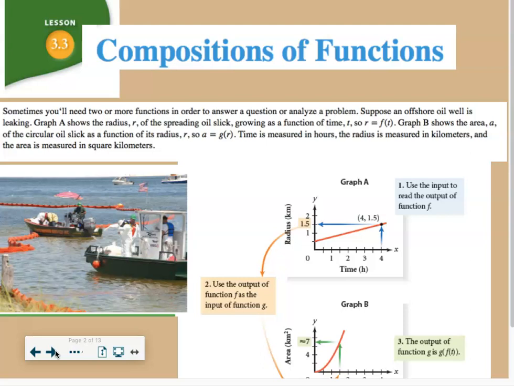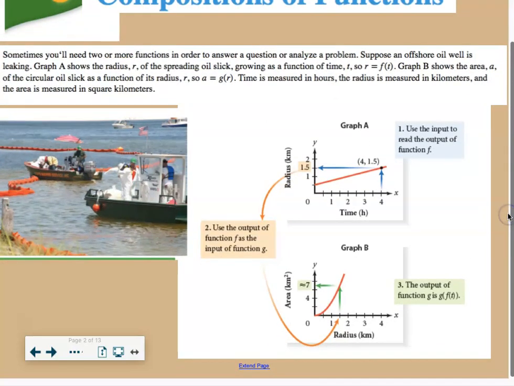So, for example, here in this little picture, they're talking about an oil slick. And they're saying, hey, if I know the radius of the oil slick based on the time, like how long after the accident occurred, so you had some sort of an oil leak, right? So for example, 4 hours after the oil leak, the radius of the oil slick was 1.5 kilometers. So, but I don't want the radius, say I want the area of the oil slick. Well, then I create another function where my input is radius, my output is area. So I take the output from here, 1.5 kilometers, and then I get the area, which is around 7.